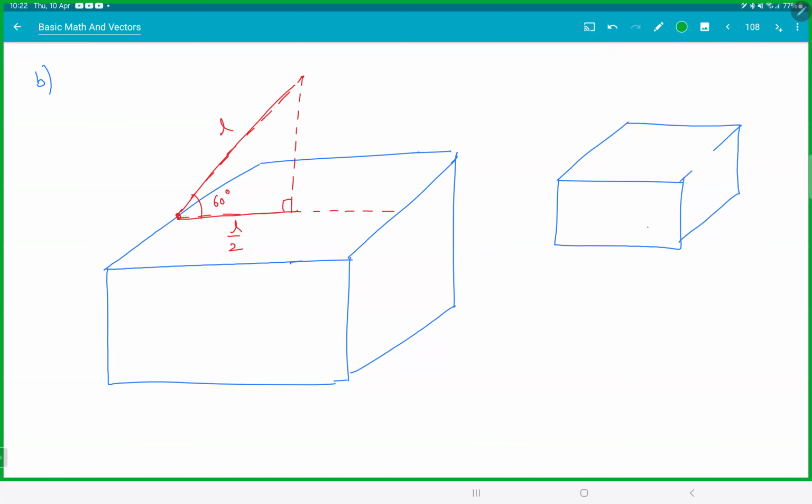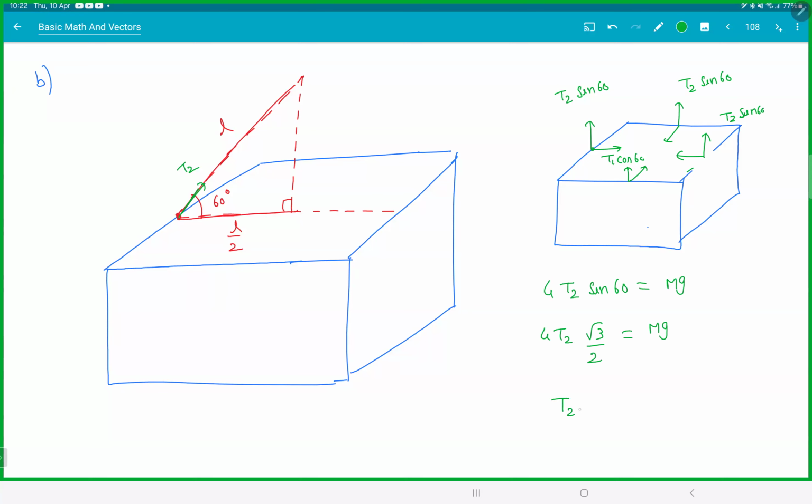So if you take components here, if this is tension T2, the vertical component will be T2 sin 60. The horizontal component will be T2 cos 60. This is how you divide the components in 3D. So there'll be 4 sin 60 components which will balance the weight. So 4 times T2 sin 60 is mg. Sin 60 is root 3 by 2. So T2 will be mg by 2 root 3. Which one is bigger, T1 or T2?